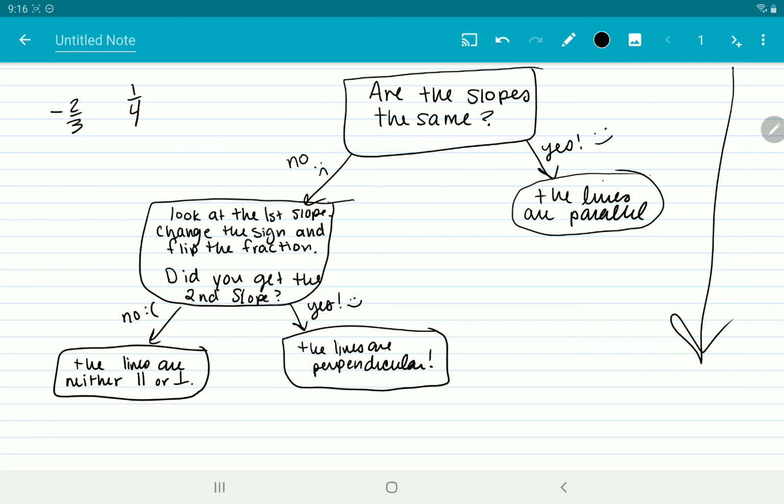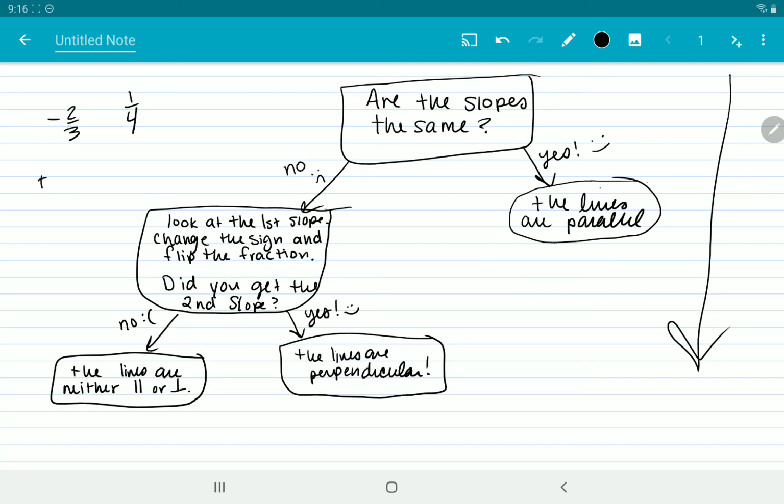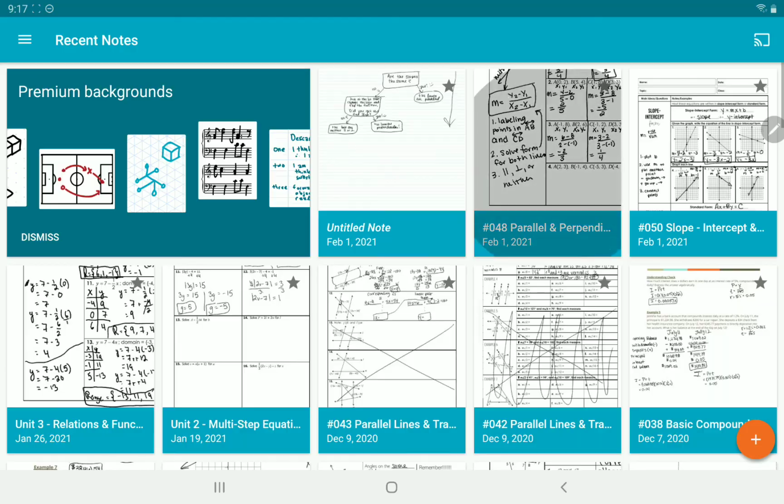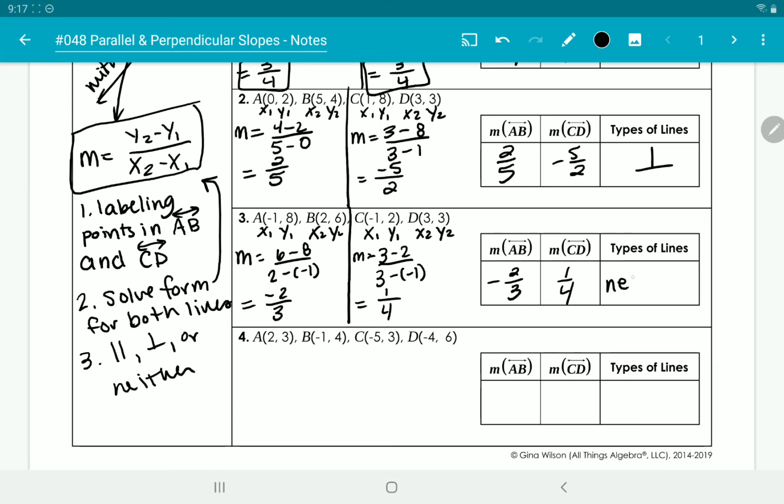So start from the top. Are the slopes the same? No. So we're going to have to be looking this way. Now if we look at the first slope, we're going to change the sign, so we're going to have a positive, and then flip the fraction, giving us 3/2. Did this give us the second slope? No. 3/2 is not the same as 1/4. So since the answer is no, we know that the lines are neither parallel nor perpendicular. So we can go back to that and just write neither.